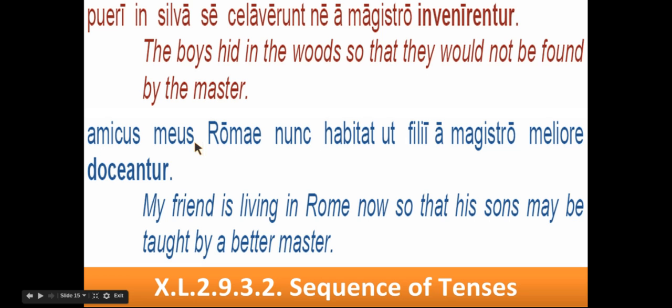Amicus meus Romae nunc habitat. My friend is now living in Rome. Habitat is what tense? Present tense, primary. So you'll use present subjunctive. Ut plus subjunctive, so that his sons may be taught by a better master. Ut plus subjunctive, probably what? Purpose. Could be result too, you really can't tell.